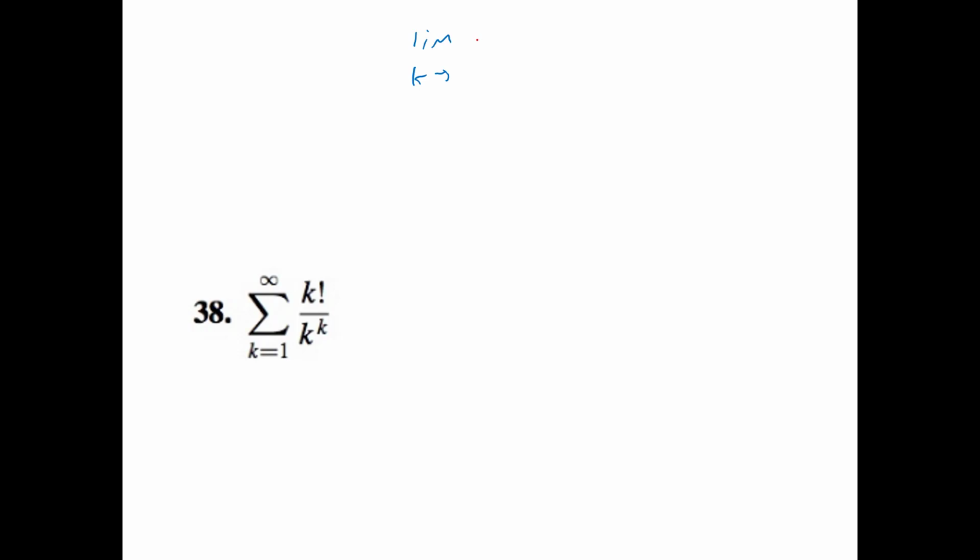So the limit as k goes off to infinity of, a sub k plus 1 means you put in a k plus 1 everywhere you see a k, so you get k plus 1 factorial over k plus 1 to the k plus 1, times the reciprocal of a sub k, which would be k to the k over k factorial.